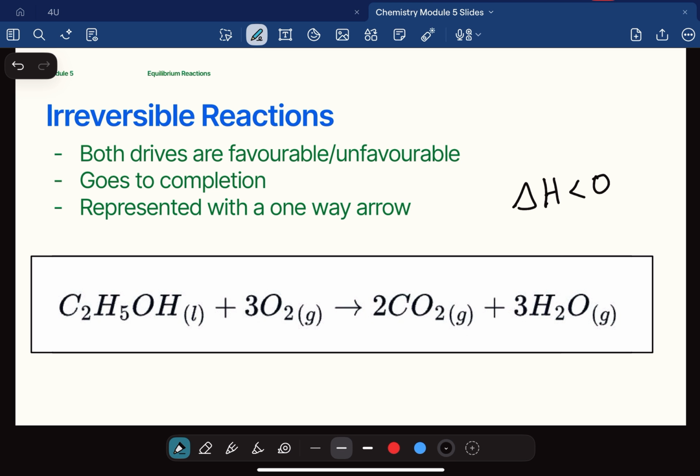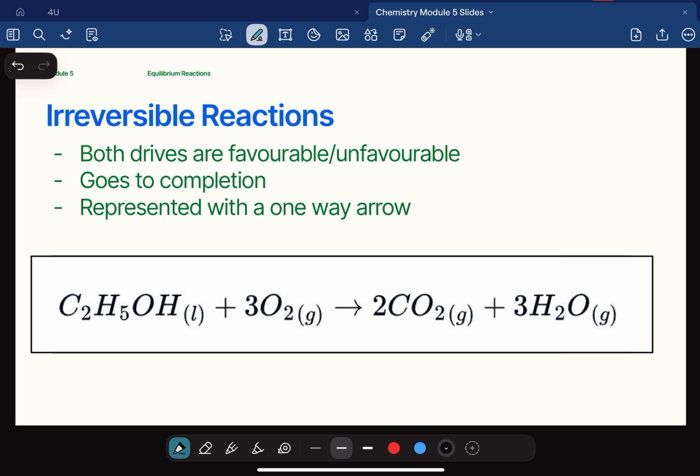Now we look at the number of moles converted to look at entropy change. There's 1 mole of liquid. There's 3 moles of gas on the reactant side. And it's being converted to a total of 5 moles of gas on the products. So this is quite obvious. You can tell that it's increasing in disorder. So therefore the entropy change will be positive. Now, since both drivers are favorable, this reaction is spontaneous at all temperatures. So no matter what temperature it is, as long as it passes the activation energy, it will happen without any continual input of energy.